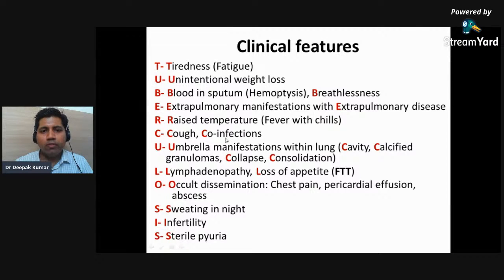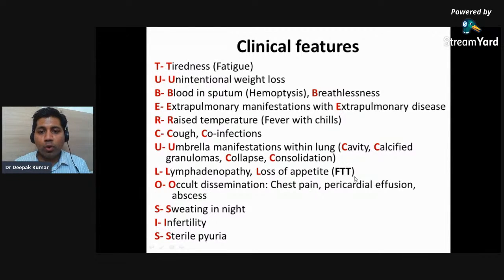C for cough and co-infections. Sometimes tuberculosis may not be apparent because of other co-infections, especially HIV infection. So if a patient with HIV has weight loss, we have to have a high index of suspicion for coexisting tuberculosis also. Next is U for umbrella manifestations within the lung. There could be a cavity, calcified granulomas, collapse, or consolidation. And L for lymphadenopathy, and also loss of appetite. This unintentional weight loss and loss of appetite is not dieting. There is actual loss of appetite.